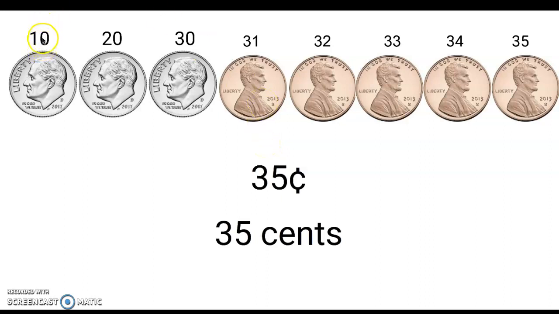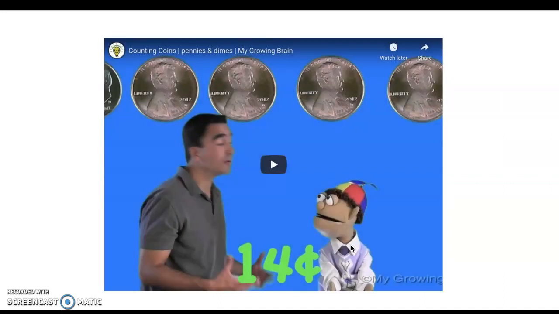So here we had 10, 20, 30. Now we're going to switch to ones. 31, 32, 33, 34, 35. So I have 35 cents here, and I could write it with my symbol, or I can write out the word cents. Let's watch a video and see how they count their pennies and dimes together.